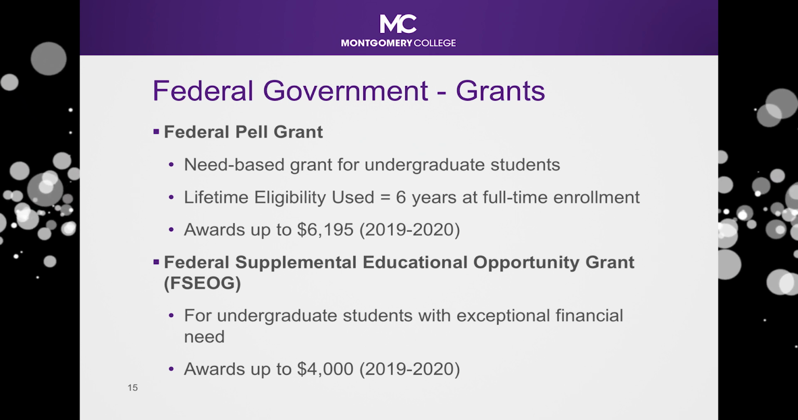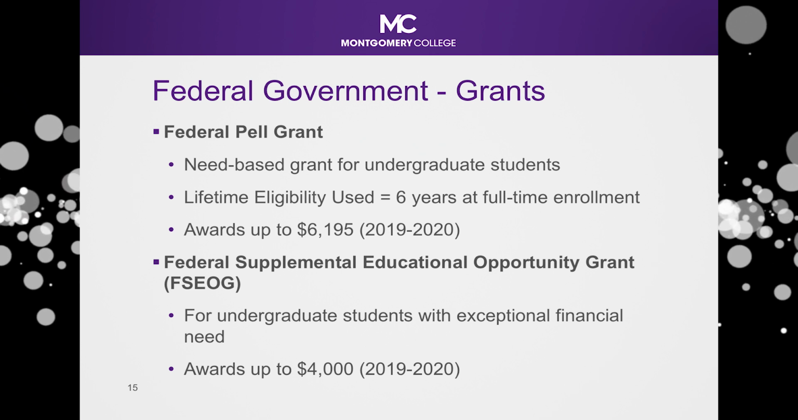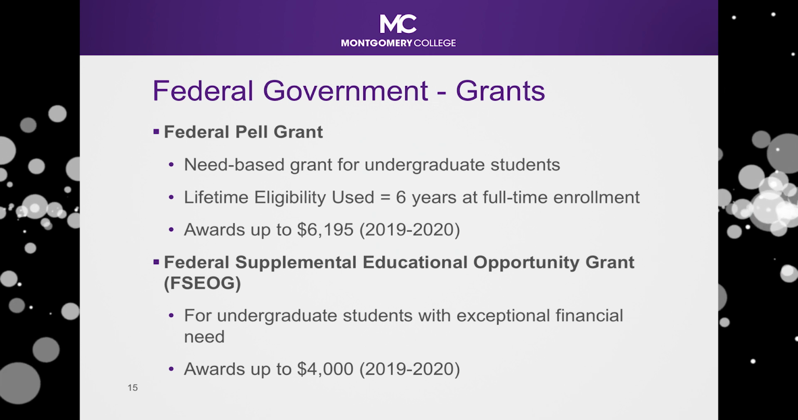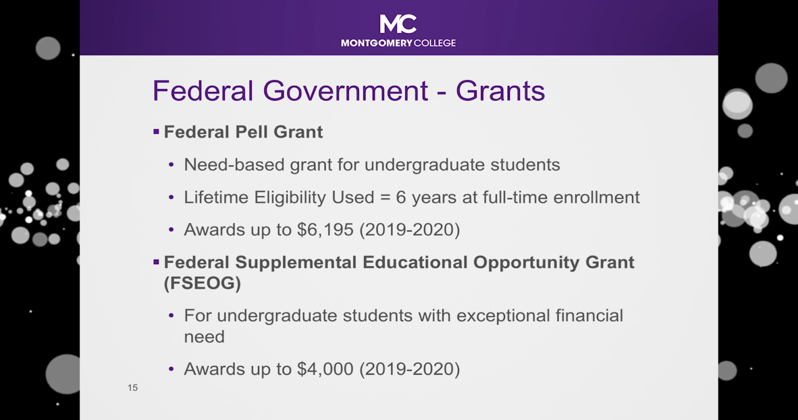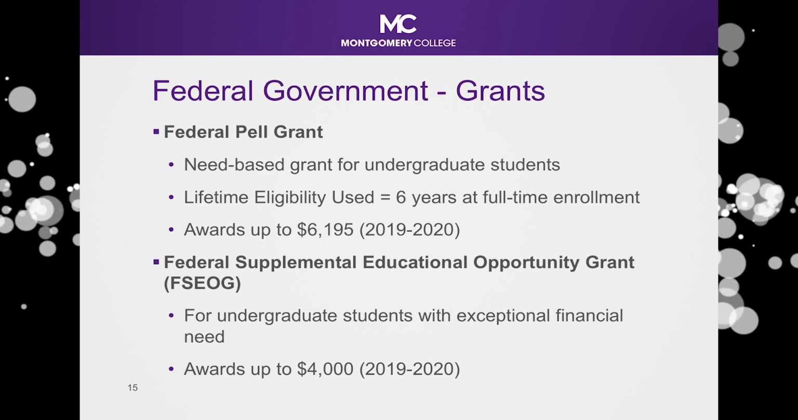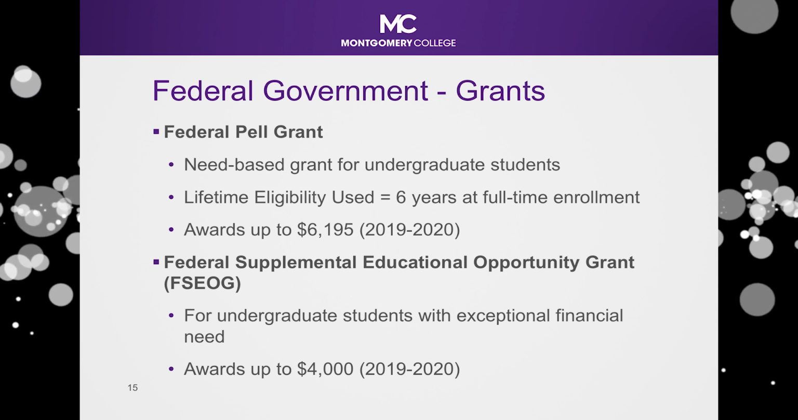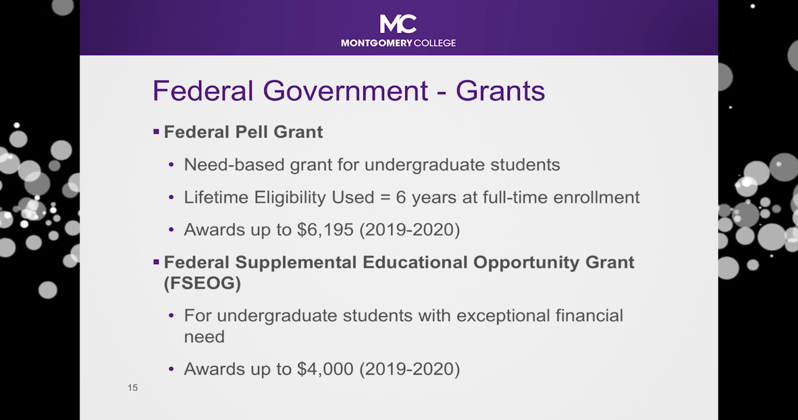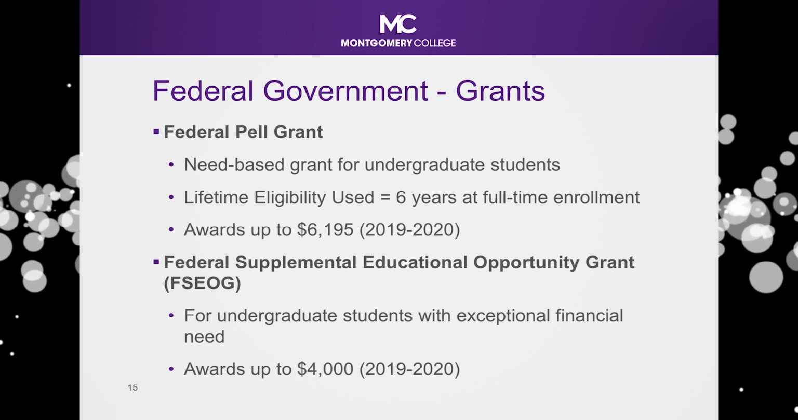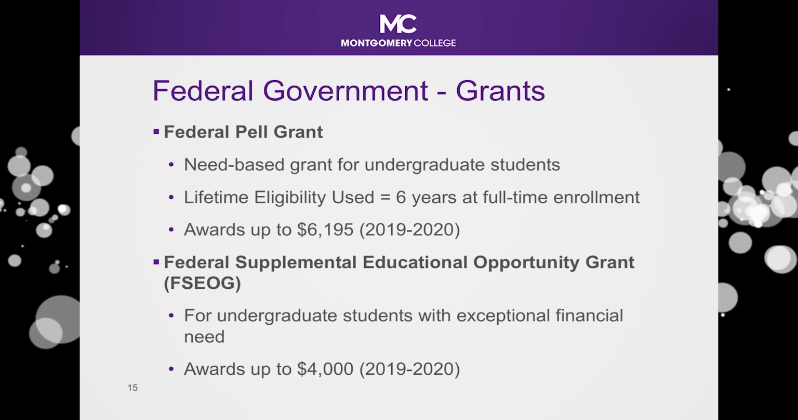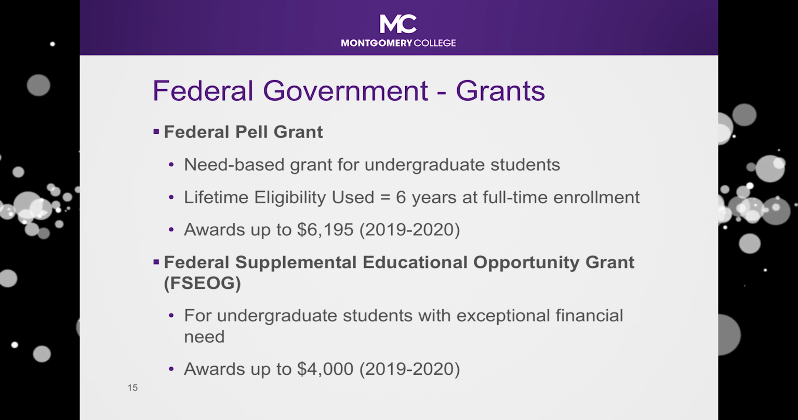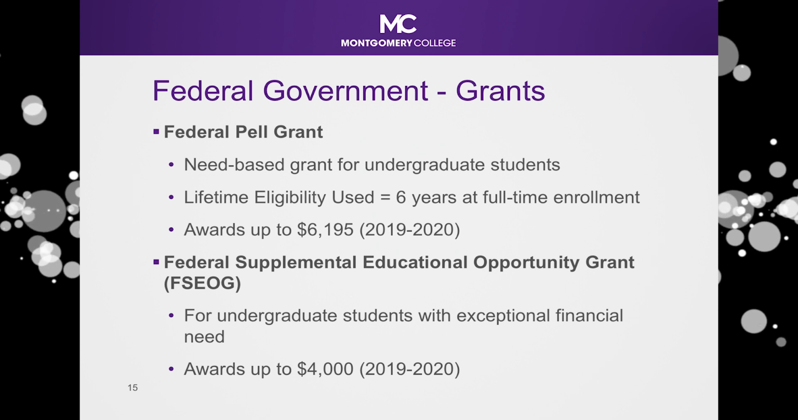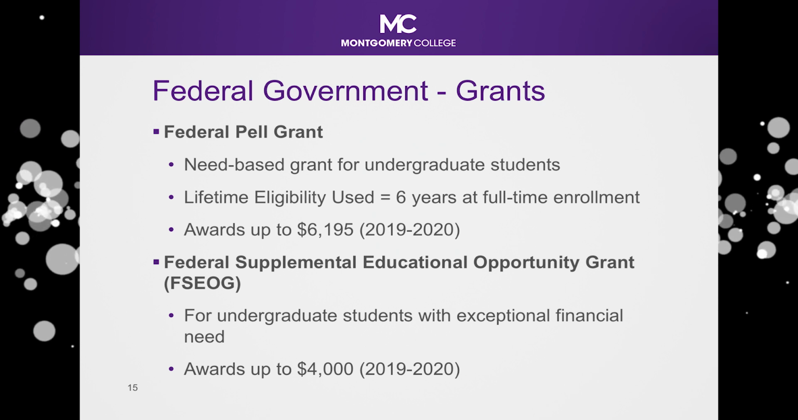The Federal Supplemental Educational Opportunity Grant, FSEOG, is also for undergrad students with exceptional need. In most cases, it goes to the same students who get Pell Grant. The max award currently is $4,000. And if the appropriations are there and the government votes on it, there'll be an increase every year. Sometimes it stays the same, sometimes it increases, especially the Pell Grant. It may go up a little bit each year.